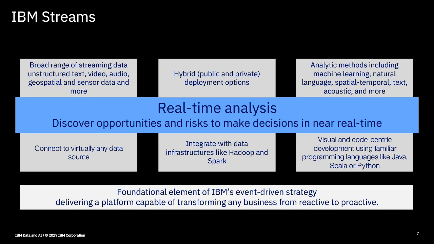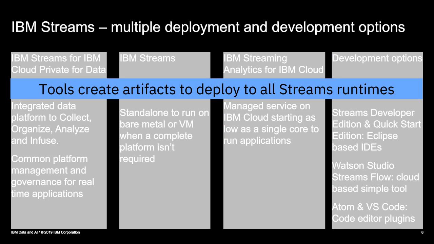The thing about Streams, we've mentioned a little bit earlier that there are 3 different runtimes now. As we're talking about today, the new IBM Streams for IBM Cloud Private for Data. Streams, which has been there to run on bare metal machines and virtual machines in public or private clouds that customers have. And then IBM Streaming Analytics is the IBM public cloud offering where we manage that service.